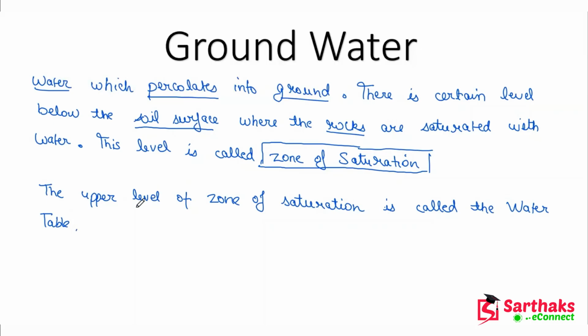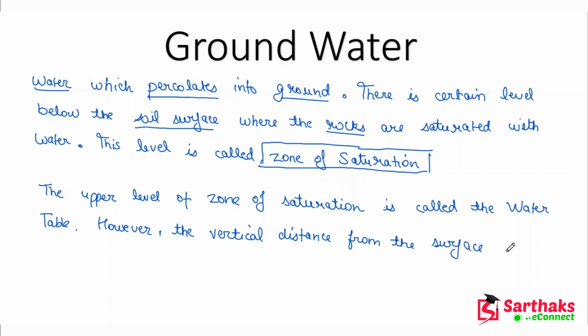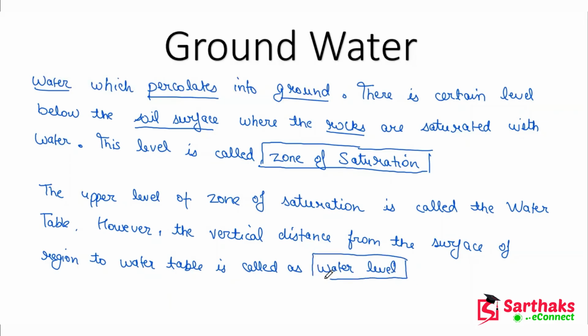However, the vertical distance from the surface of a region to the water table is called the water level.